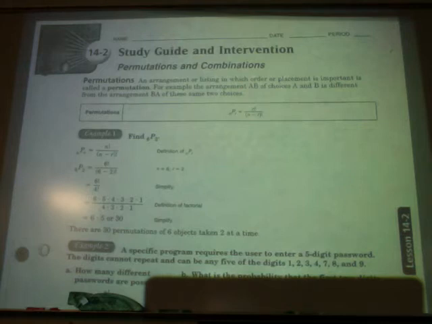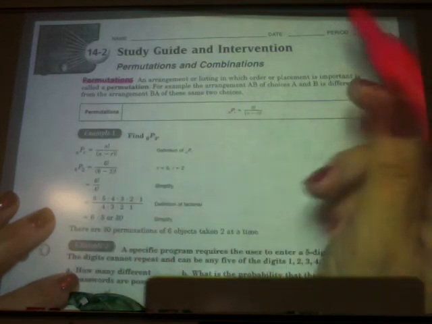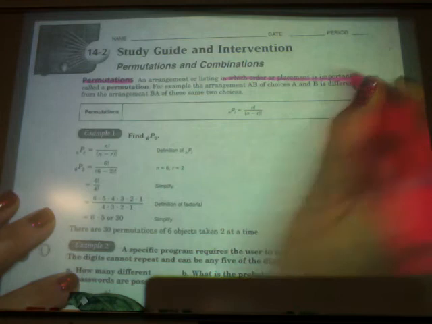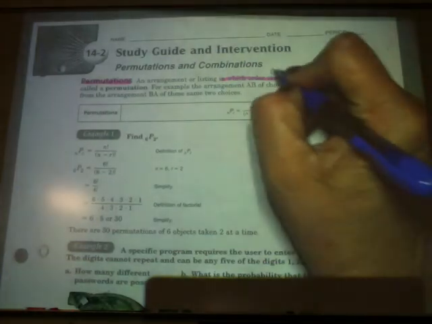So let's look at a permutation first. So here's your definition of a permutation. It's an arrangement or a listing in which order or placement is important. In other words, order matters. That's really all that's saying. Order matters.